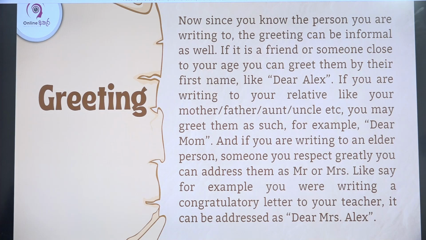as Dear Mrs. Alex. Now here, once again, if you can remember with the formal letter structure, I was very specific as to how to write the greeting. There were do's and don'ts in writing the greeting, but here once again, like we've been discussing, there are no rules or regulations in writing the greeting. You can even write your friend's pet name or the name that you call them with, or your mom, dad, mother, father, any name that you prefer or that you are communicating with the person that you are writing the letter to.